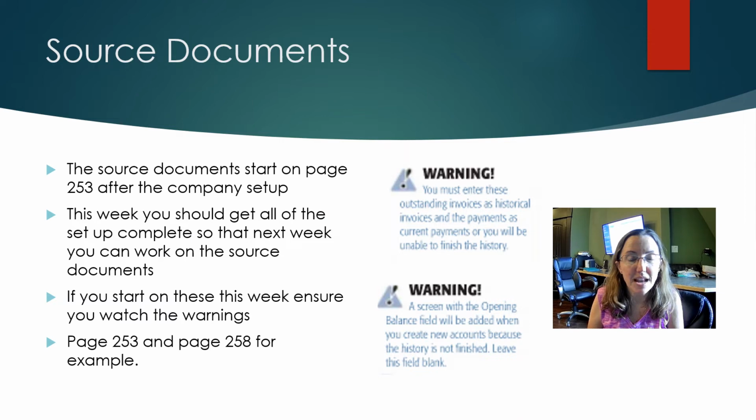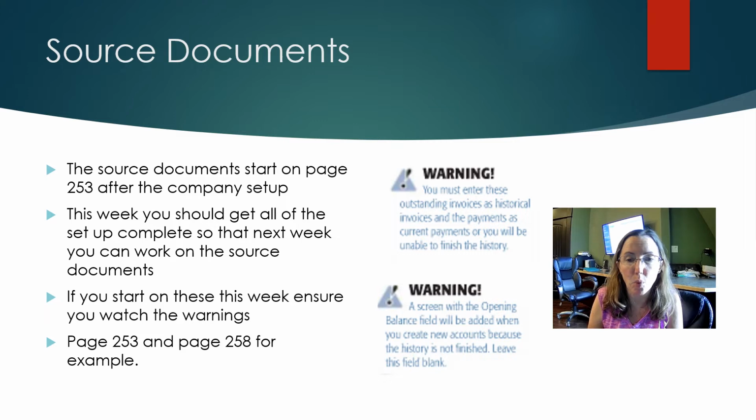So the second part of the chapter actually has a whole bunch of transactions that you want to record, and that's under the heading of source documents. So these start in the textbook on page 253 after the company setup. And what I would say to do in chapter 7 is to, in the first week, get all the setup complete. And then that way, next week, you can work on the source documents. And if you start on them this week, make sure you watch the warnings.